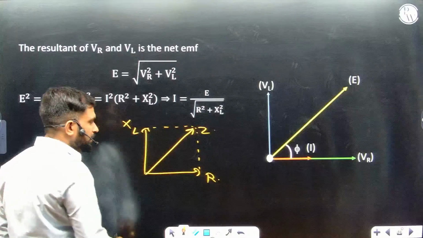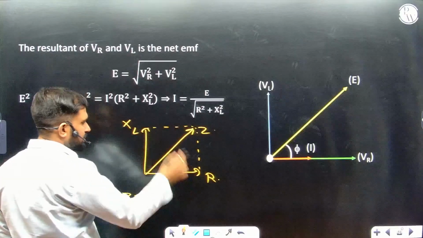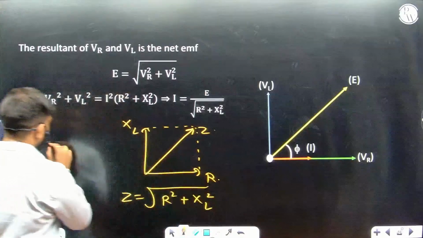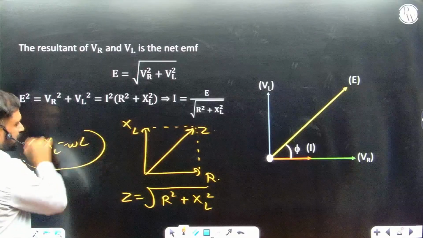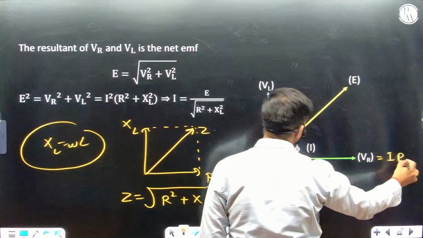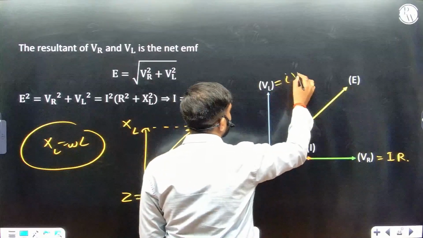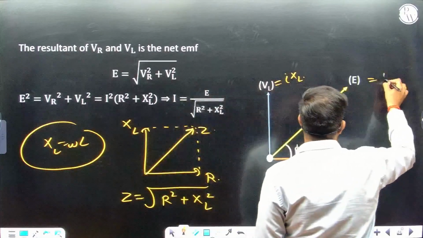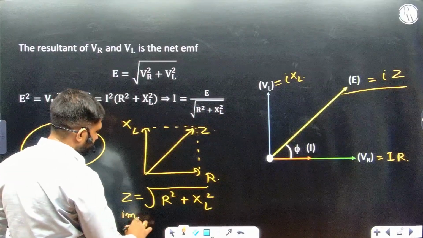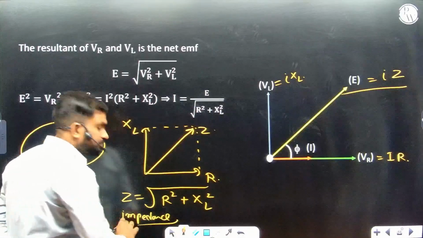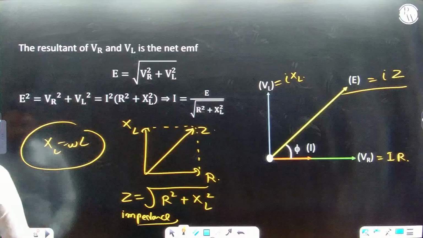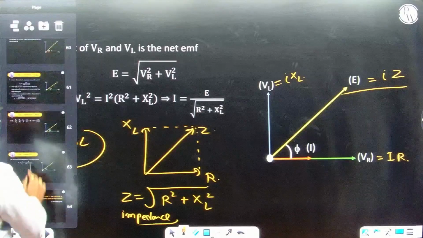So in this triangle, this is a right angle triangle, so impedance will be the square root of R square plus XL square, where you know XL is omega L. In the same way, instead of R, I can write VR, which is I into R, and instead of VL, I can write I into XL, and instead of E, I can write I into Z. So if you remove I, we get this impedance triangle. So using the phasor concept, you have to solve all the questions of your AC circuits.